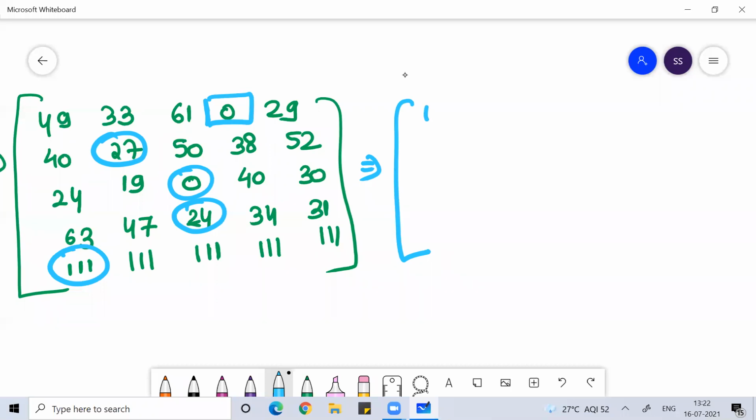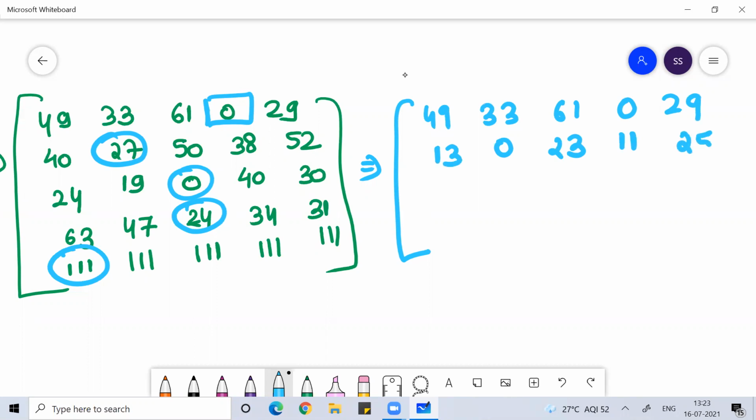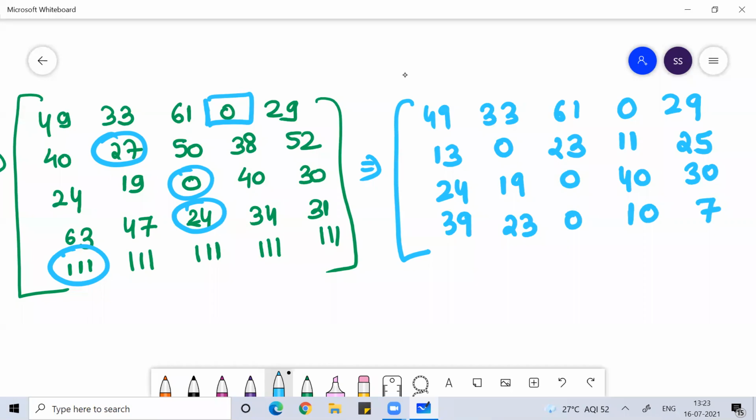I can write this as 49, 33, 61, 0, 29, then 40 minus 27, 13, then 0, then 23, then 11, then 11, then 25, then 24, then 19, then 0, then 40, then 30, then 63 minus 24, 39, then 23, then 0, then 10, and then 7, then 0, 0, 0, 0, 0.